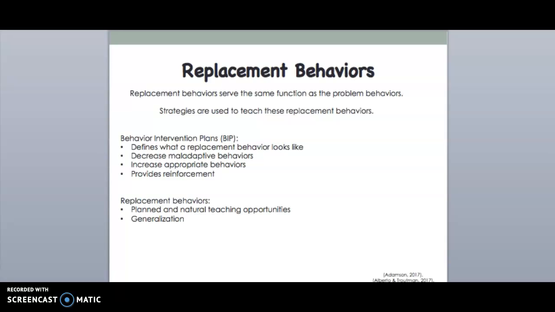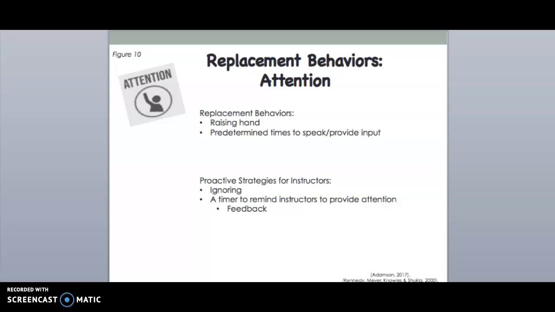Replacement behaviors can be practiced in different settings and situations in order to assure that generalization occurs. Some examples of replacement behaviors that could be implemented to address attention seeking could include raising one's hand or having predetermined times in the day to speak out or provide input. Instructors would be advised to ignore tolerable attention-seeking behaviors and to provide attention only when appropriate behaviors are being displayed. An example of a proactive strategy that an instructor could implement would be to set a timer to remind themselves to provide attention to a learner.